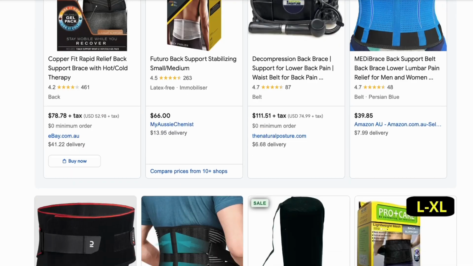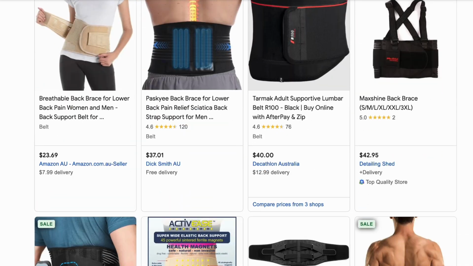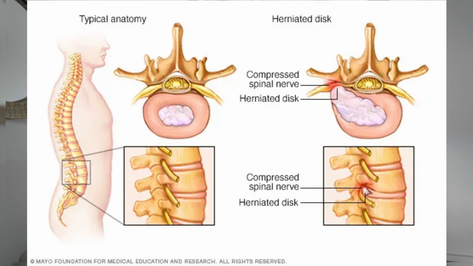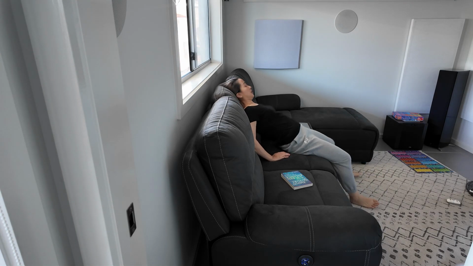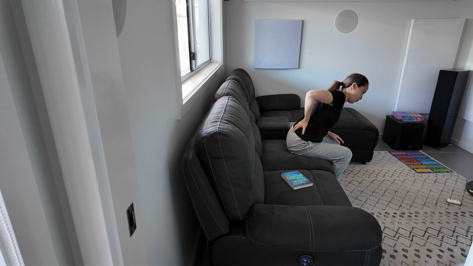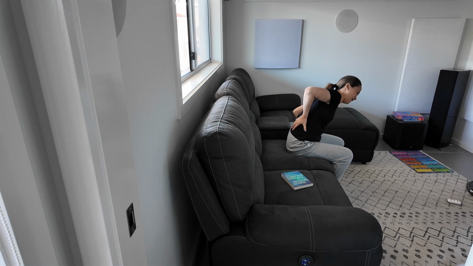When your core is weak and saggy, more stress and strain is placed on your lumbar spine, particularly your disc and nerves. Also, when your core muscles are weak, the surrounding muscles overcompensate, causing tightness in your hip muscles and your bum muscles, which can also impact on the sciatic nerve.